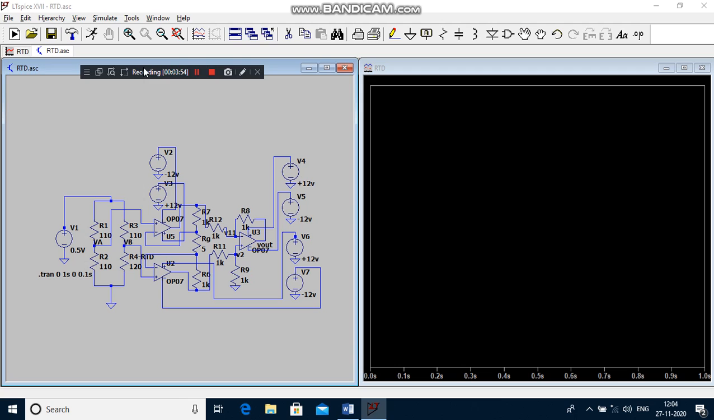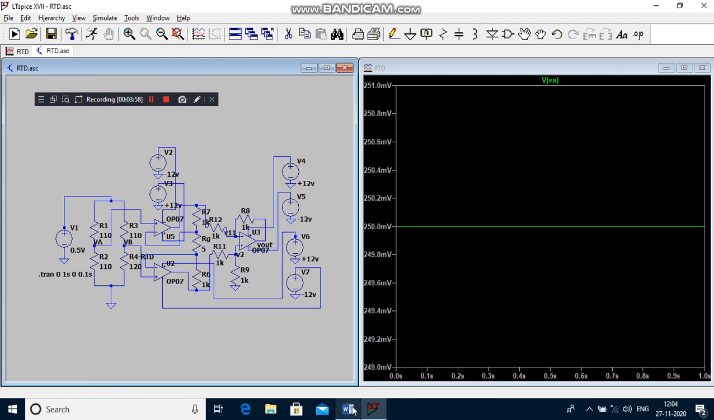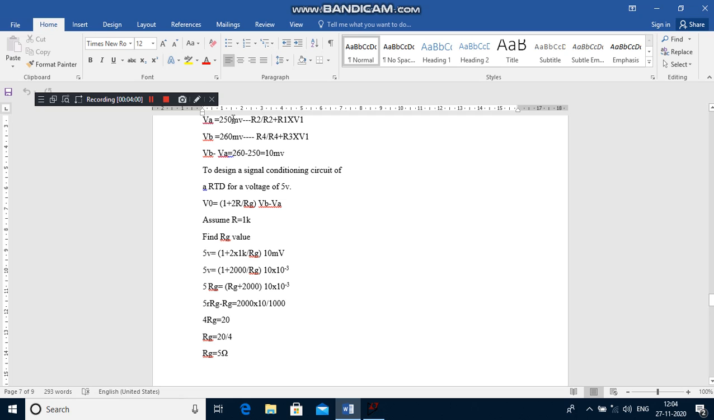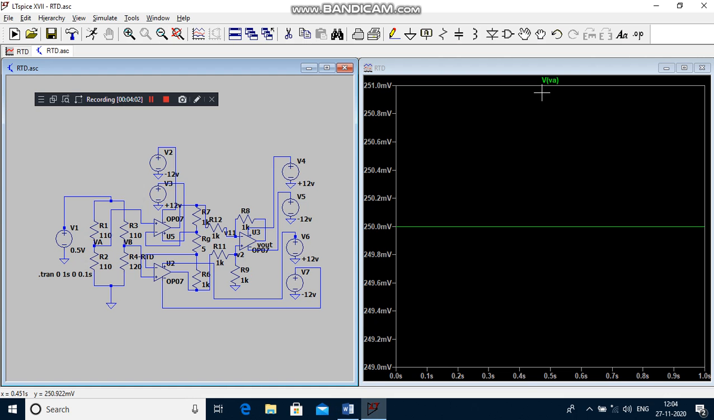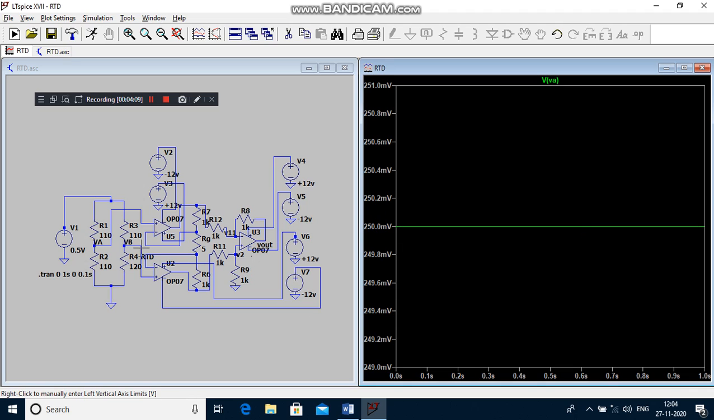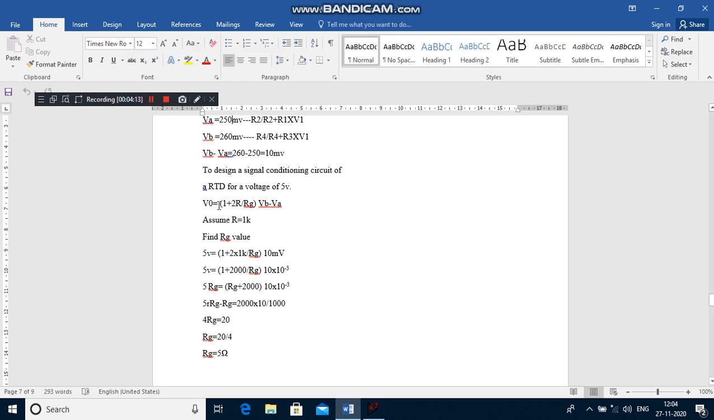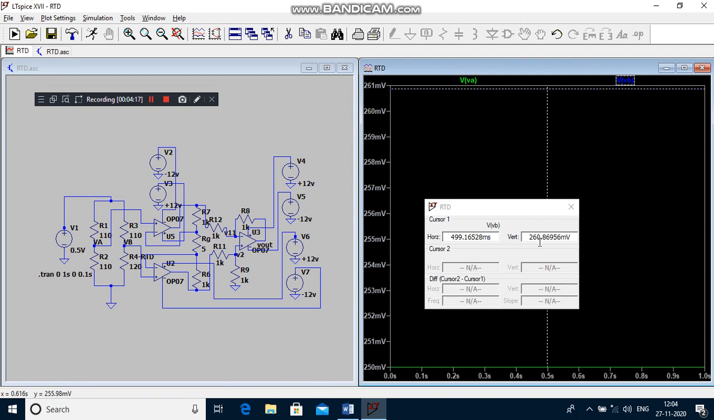Then finally you have to touch your probe at node VA. What is the theoretical node VA voltage? 250. Practically you are getting the same voltage. See the table. Then you have to touch the probe at node VB. So what is your theoretical VB? 260. So practically you are getting the same voltage.